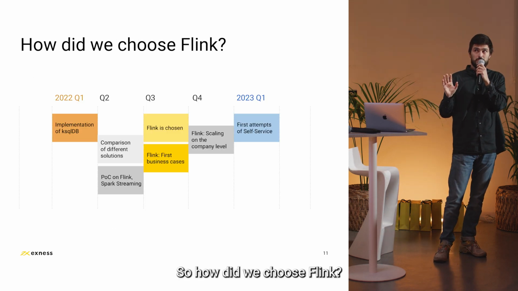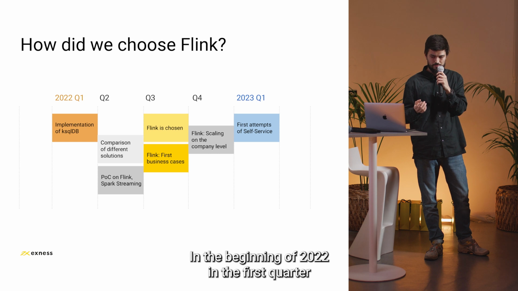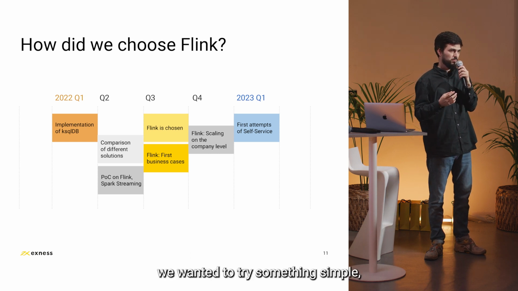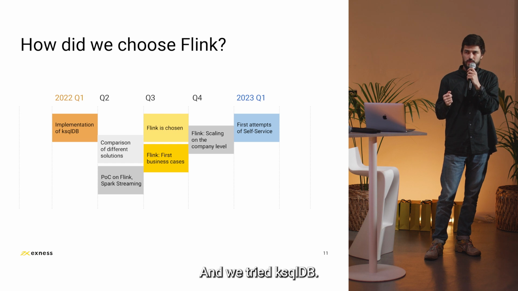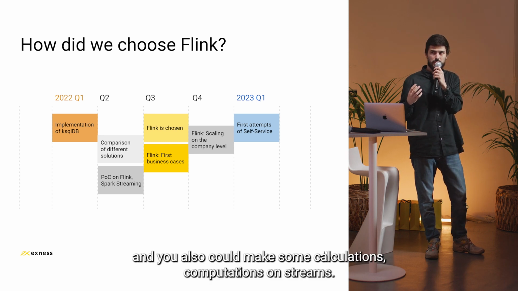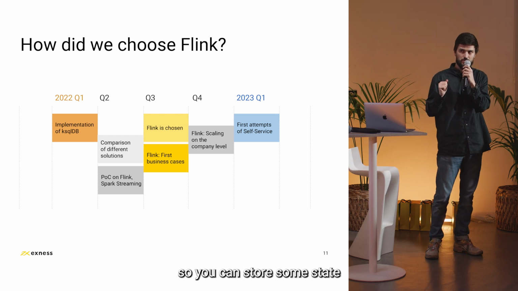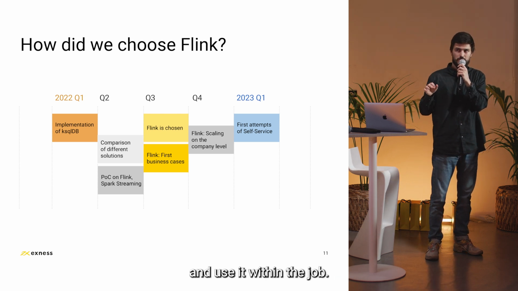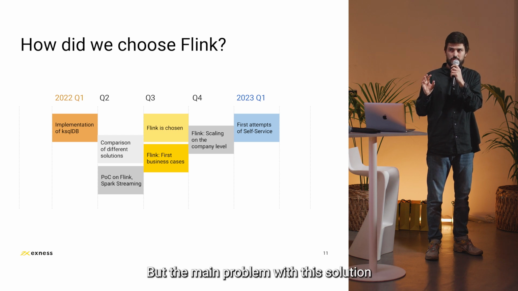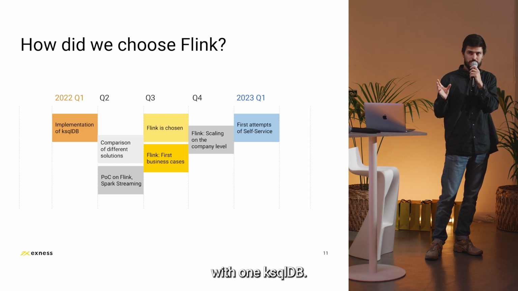Okay, so how did we choose Flink? In the beginning of 2022, in the first quarter, we wanted to try something simple, much simpler than Flink. And we tried KSQLDB. It's some kind of extension of Kafka, and you can also make some computations on streams. You can also make it stateful, so you can store some state and use it within the job. But the main problem with this solution is that you cannot use different Kafka instances with one KSQLDB.